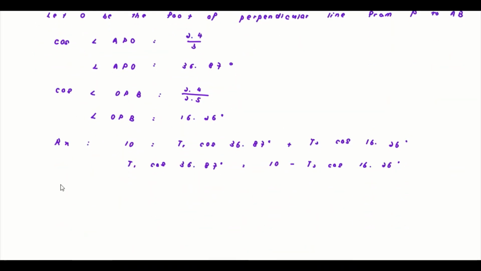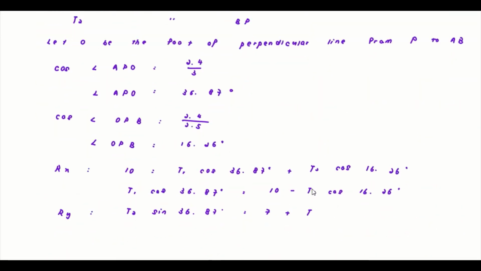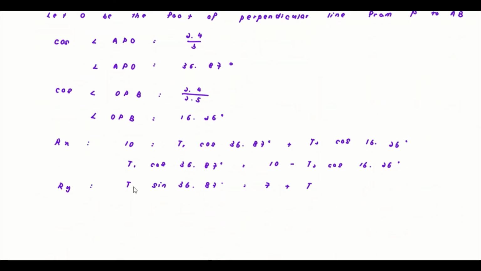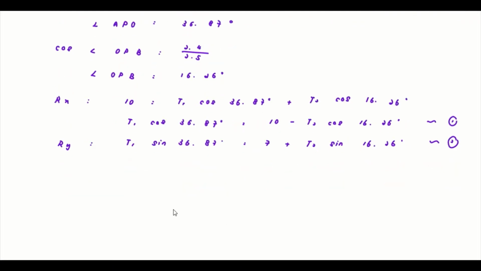So I have resolved in the y direction. So T1 sin 36.87 will be equal to 7 plus, just now that's T2, right? Sorry, I'm sorry. This is supposed to be T1. Yeah, and then here is T2 sin 16.26. Okay, so by having these two equations, then now I can use tangent to solve it, I guess.